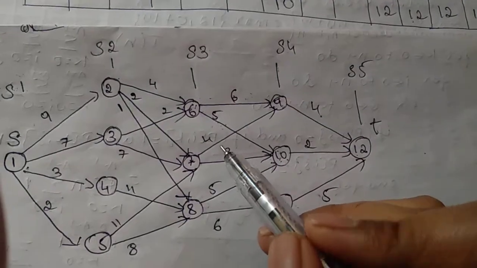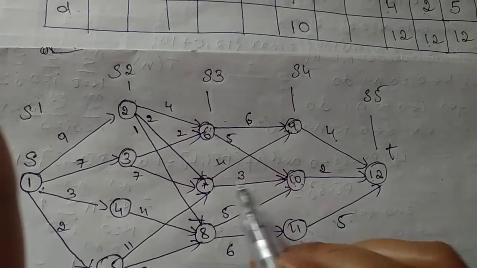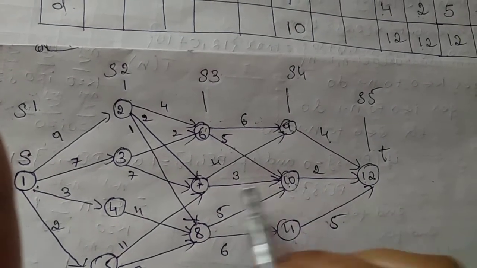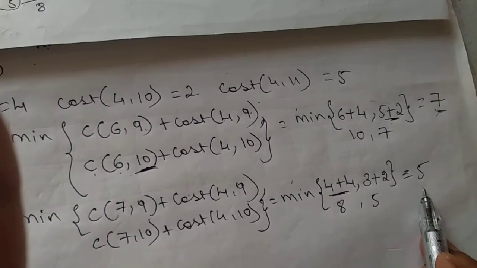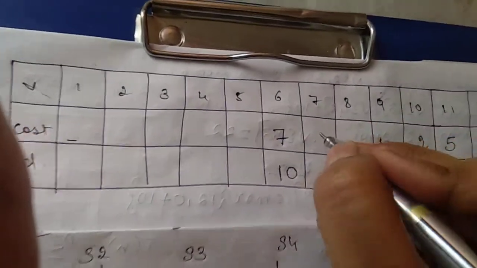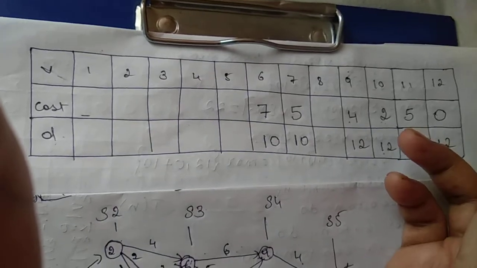See? This will give you 4 plus 4, 8. But 7 to 10, 10 to 12, it will give you 5. So from 7, I have to go to 10. But the cost is 5. Update that. 7, cost is 5 and the destination is 10. From 7 to 10 you have to go. In the same way calculate for 8.